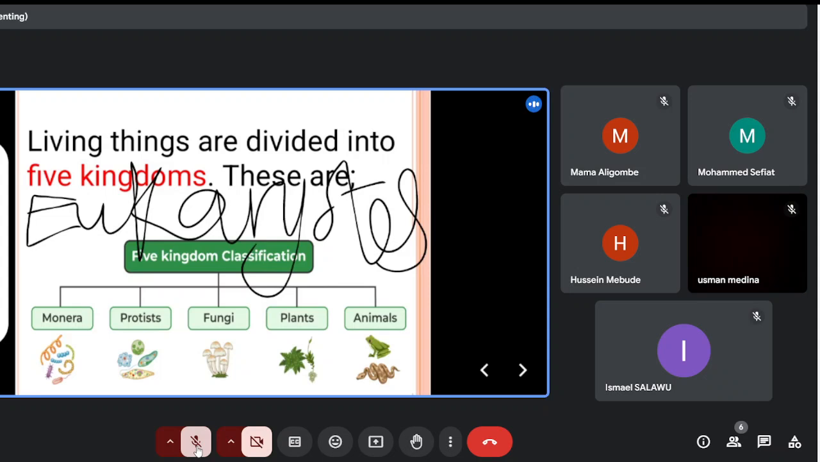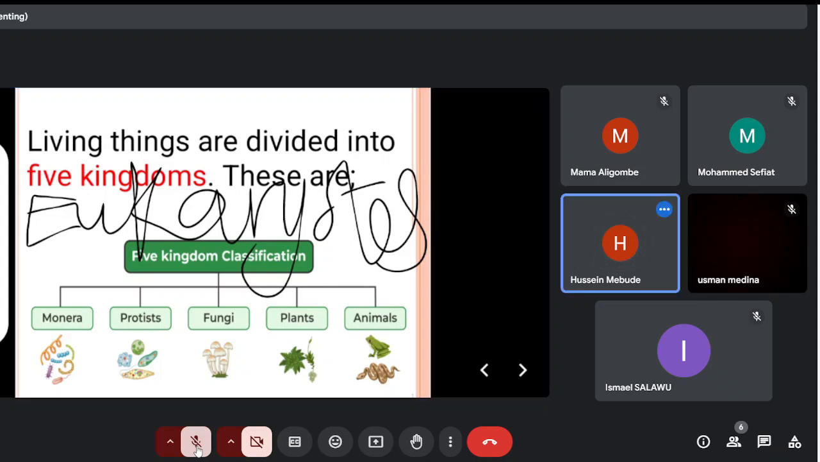Example of free living protists. Plasmodium? Plasmodium isn't free living. Plasmodium is parasitic in nature. We say some are free living, some are parasitic. Plasmodium is one of the parasitic protists that we have.